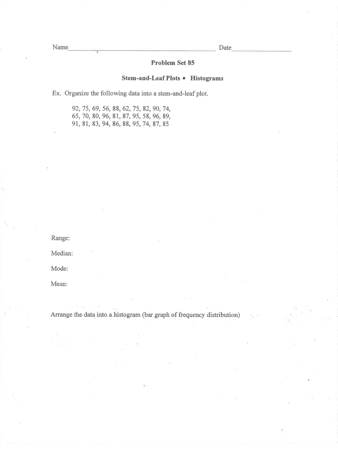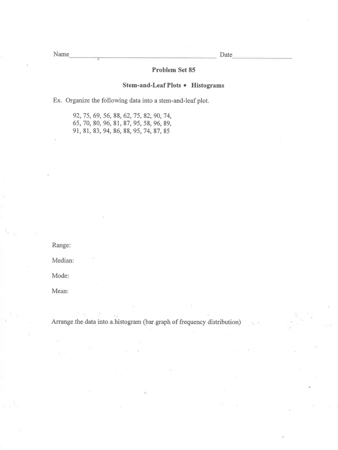So in this case, we've got a bunch of numbers, some data here, and I'm really looking at the 92, 75, etc. And what you can do with this data is create a stem and leaf. The way you do that is you draw a line. You draw your line, and then you put your stems on the left side. So the stems in this case are going to be the tens place of each of these numbers.